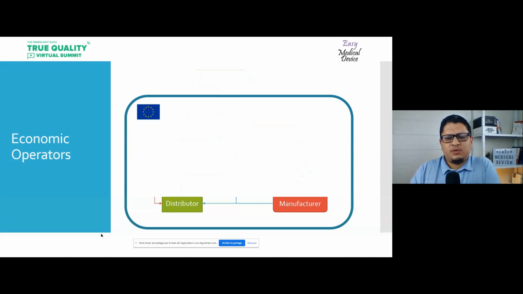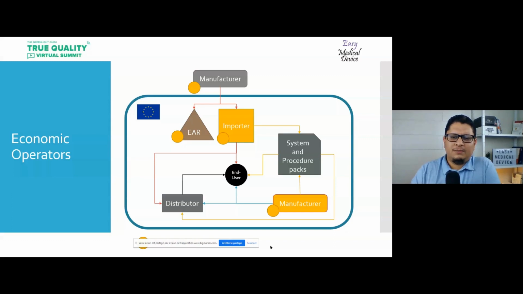Regarding those economic operators, all the ones that have a dot here should also be registered within the EUDAMED database. The EUDAMED database is a database that will be coming into force, we hope, in 2022. These companies will have to register there and also register the products that they place. As you can see, the distributor doesn't have this role, so it doesn't need to register within the EUDAMED database. One important thing also is the fact that the importer and the manufacturer are the only entities that can place a product on the market. So a distributor or a system and procedure pack provider is not allowed to place a product on the market. They can make the products available, but the first entities that can place these products on the market are the importer and the manufacturer. So it's important to mention that.